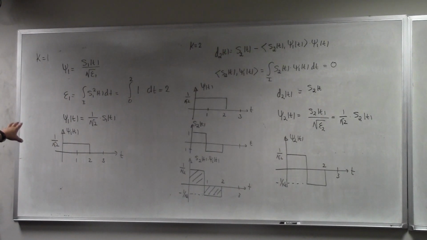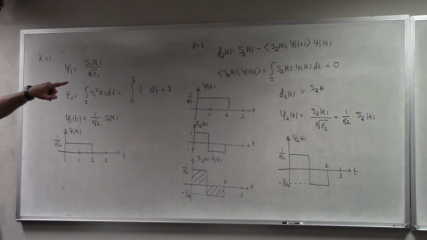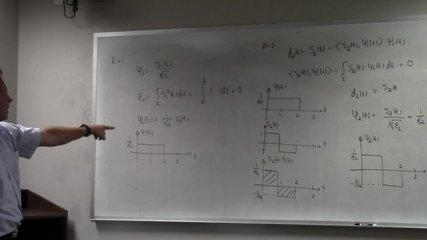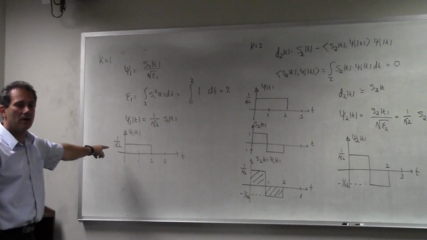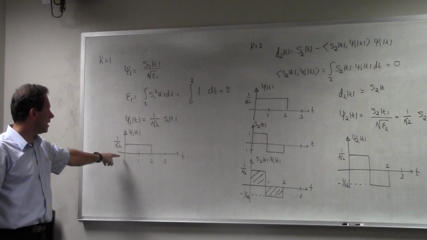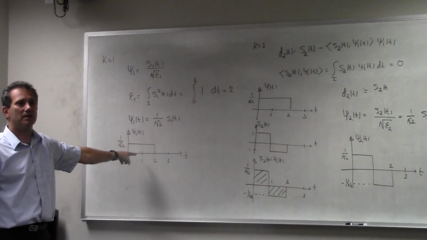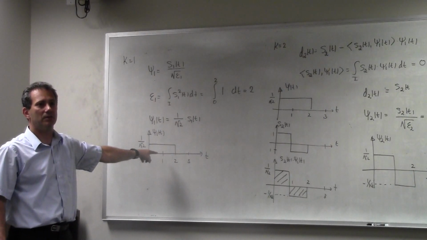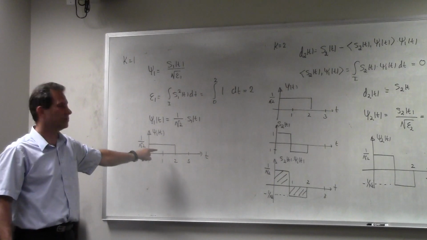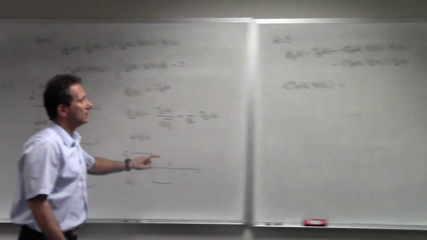So, do you follow? Let me go again. So I'm taking a product with S3 of t and this one here. Now look at the interval between 0 and 1. It becomes a negative pulse, right? With the magnitude minus 1 over square root of 2. This guy and this guy.